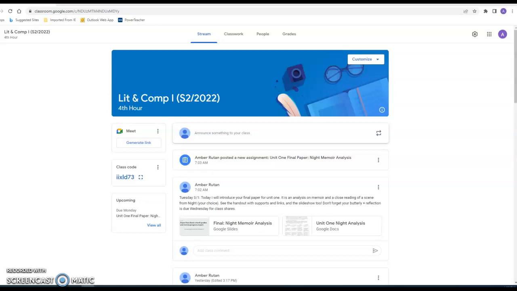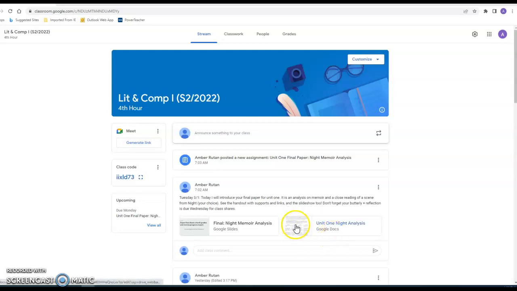This is an introduction to the Unit 1 Final Analysis over a memoir. This is an 80-point paper that's going to conclude our first unit together. It's what I'm going to call a short paper. It's about 1 page in length, and you'll see examples of it today.